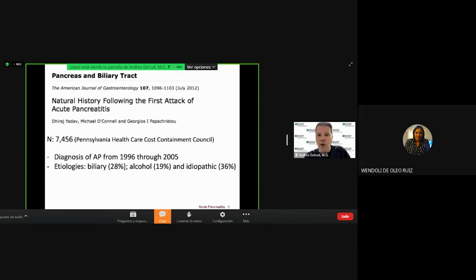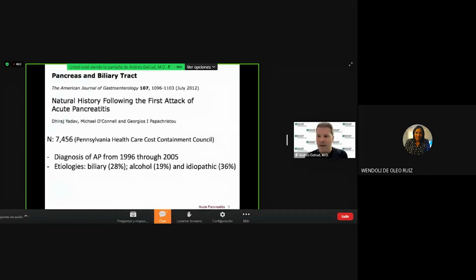Again, before we move on to the etiology, I just want to talk briefly about the natural history of pancreatitis after the first attack. I'm showing a paper that is a little bit old, from 2012, but when we're talking about 7,500 patients, I think it gives a very strong message. This was data from the Pittsburgh group. I actually spent 6 years at UPMC with this group. And this is, again, 7,500 patients, and they were looking at the etiologies of pancreatitis and what happened after the first episode.